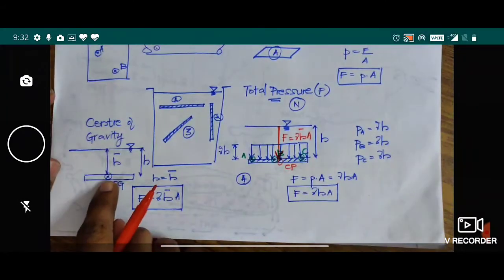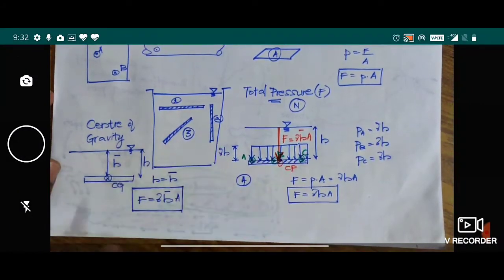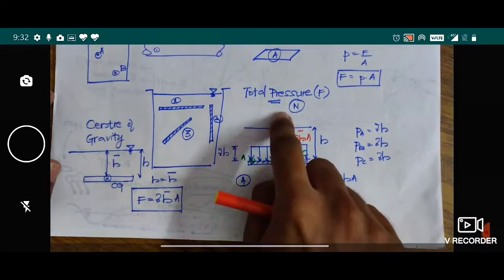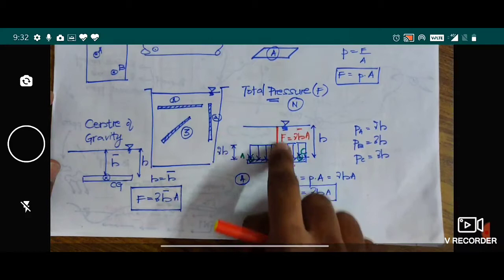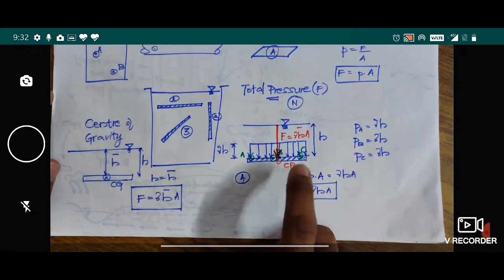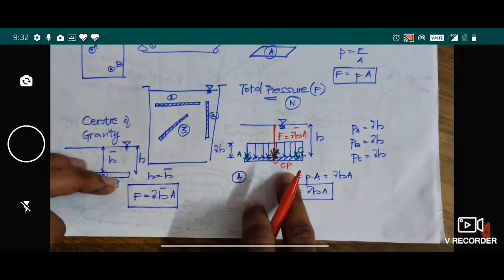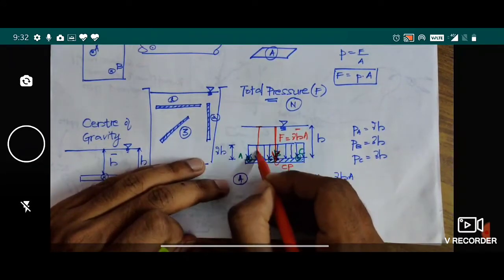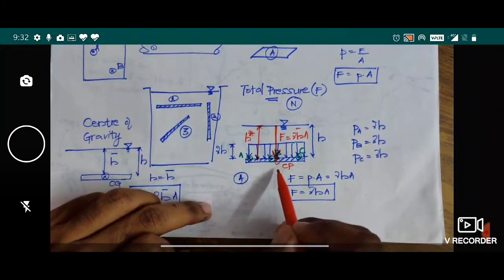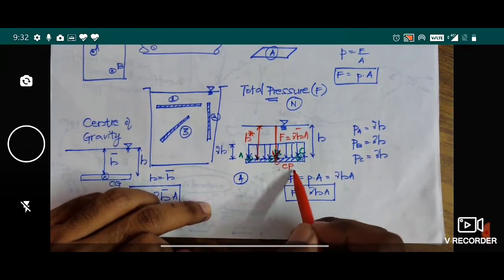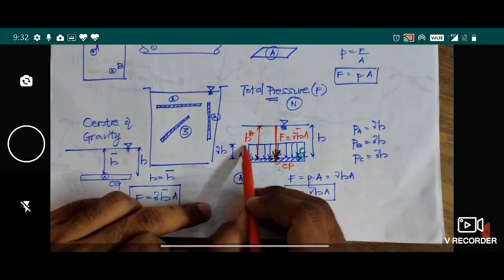See, your gravitational force is assumed to be passing through the center of gravity. Your mass is assumed to be concentrated at the center of mass. Similarly, the total pressure, meaning the force due to pressure, will be passing through a point which is called the center of pressure, and the depth of the center of pressure from the free liquid surface is represented as H star. So I repeat, the center of pressure is the point through which your total pressure is acting, and that is at a depth of H star.